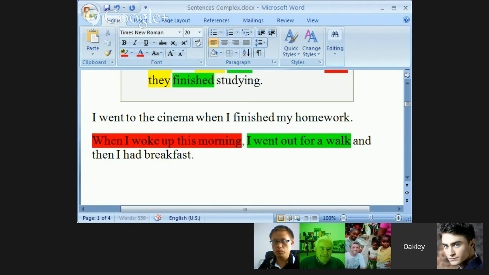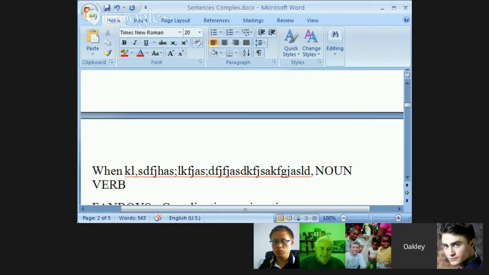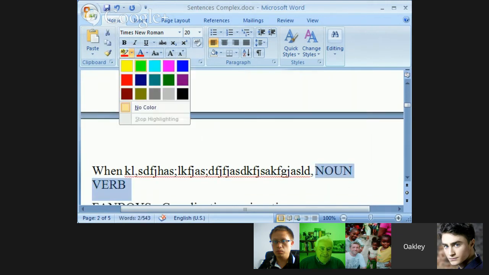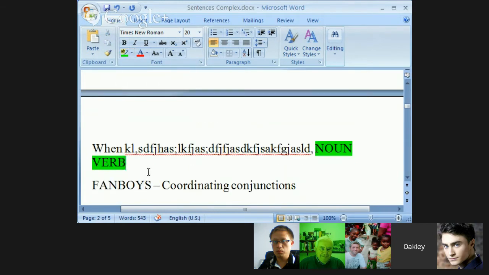Okay. Look. When, that's got to be a subordinating clause. Okay? Noun, verb. Okay, noun, verb. That's got to be an independent clause if it makes sense. As long as it makes sense.